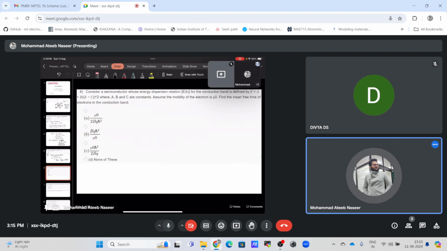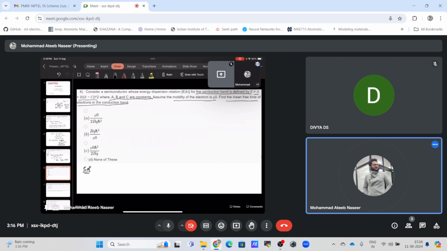Now moving towards another problem, which says that we have to consider a semiconductor, and the semiconductor has a certain energy dispersion relation for the conduction band, given by E equal to A plus B times (k minus C) whole square, where A, B and C are constants, and we have to assume the mobility is mu 0. From this we need to find the mean free time of electrons in the conduction band.